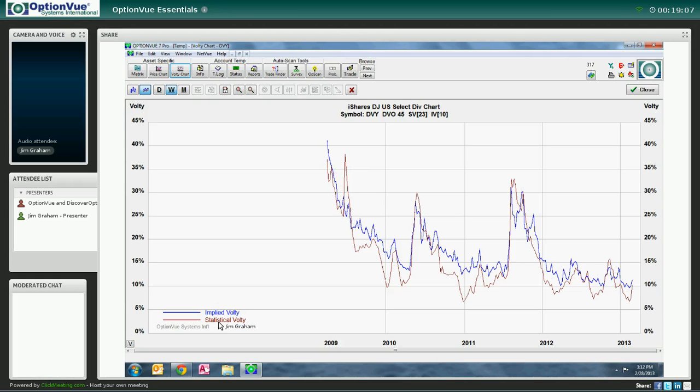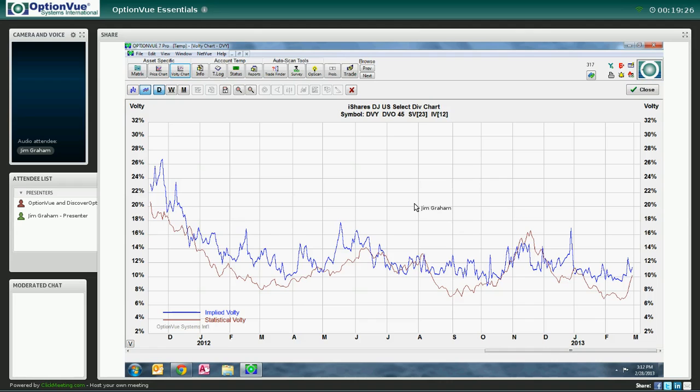So as we had mentioned at the beginning, the red line is statistical volatility, showing how much the underlying price of DVY actually moved. The blue line is telling you what the average implied volatility was at those times. I'm going to change it to a daily chart by clicking this D up here. So now I can see a more recent history of the last roughly a year, year and a half. And you can see that the blue and the red should track each other fairly closely.